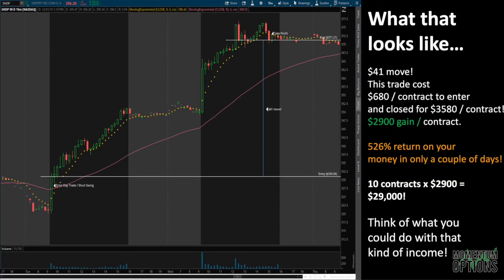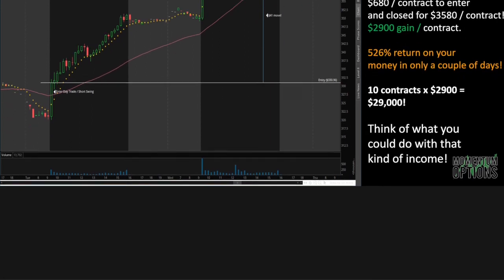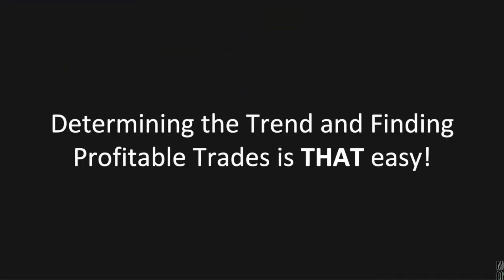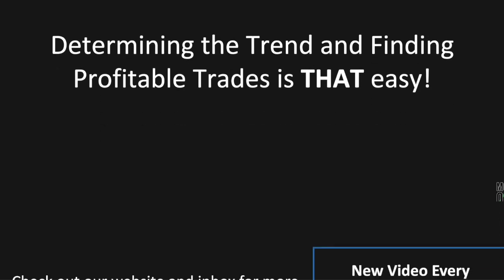And here's that example, what a $41 move looks like. This trade cost $680 per contract to enter, and those contracts closed for $35.80. That's a $2,900 gain, a 526% return on your money in only 2 days. Just think, 10 contracts is $29,000 of profit in 2 days. Think of what you could do with that kind of income. And determining the trend and finding profitable trades really is that easy, guys.